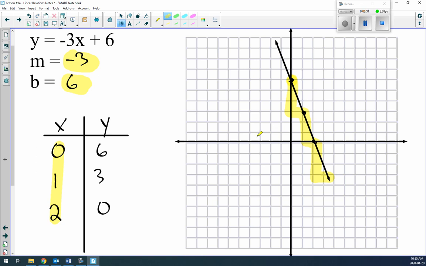Okay, so that was lesson 14. Now you can do practice number 14.